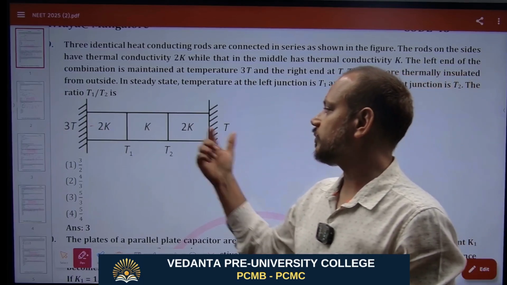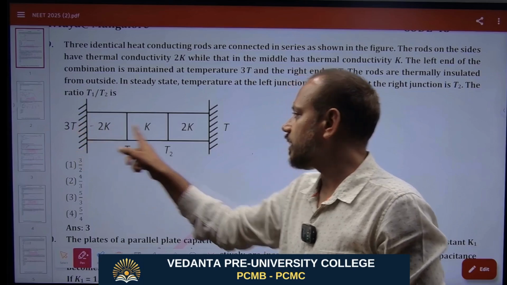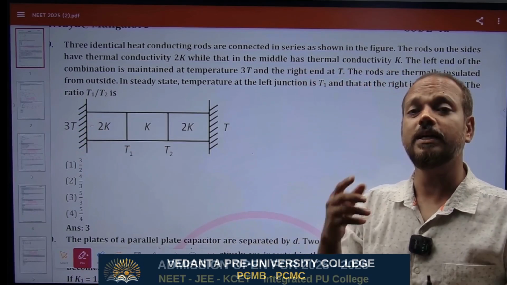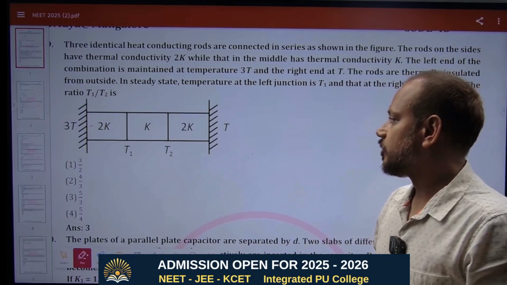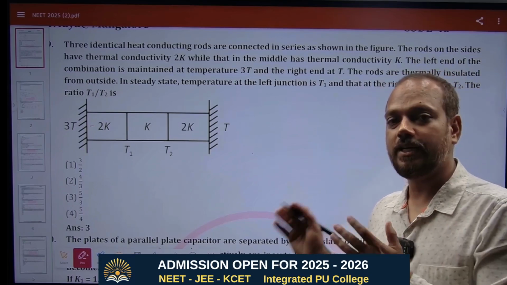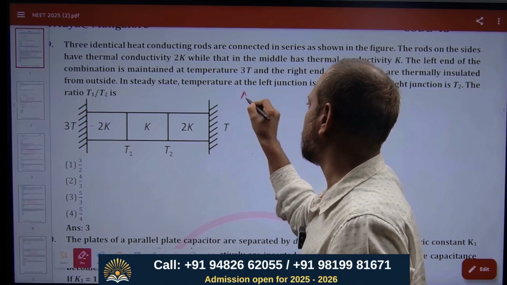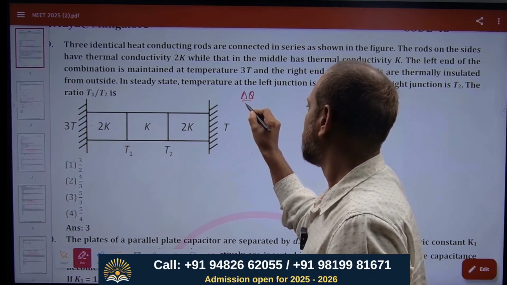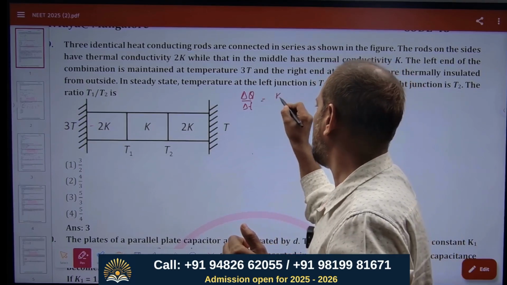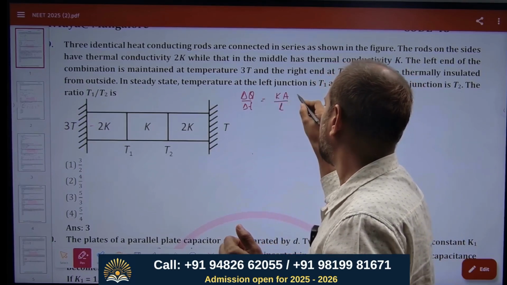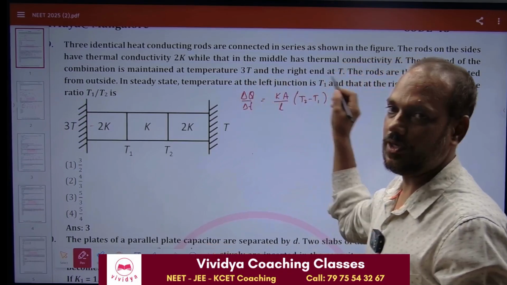You should see it like, there is a potential difference and these are series resistances and the same current will flow through all of them. What I mean by current is the heat current, right? So let's equate the heat current across all the junctions, and you remember this, right? The heat current dQ by dt is given by KA by L into temperature difference, right? This formula we will use.